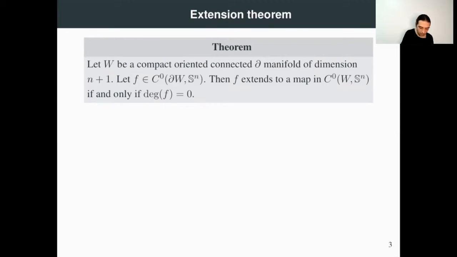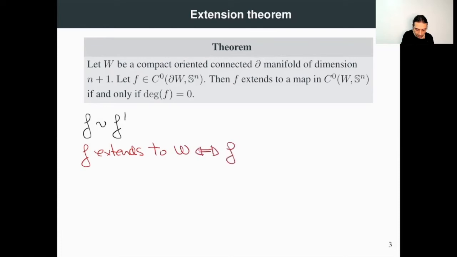Okay, the first thing that we are going to consider is a tool that is useful to simplify the setting. So let us consider f that is homotopic to f prime, okay? And we claim that f extends to W continuously, of course, if and only if f prime extends to W. So if we can extend some map that is homotopic to f, then we can extend f, okay? Let's give the idea of this claim.